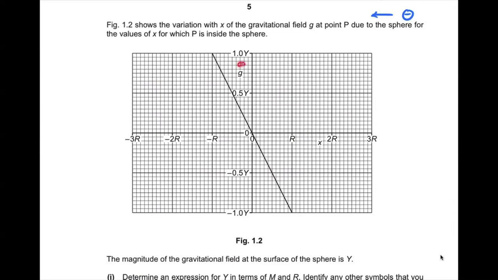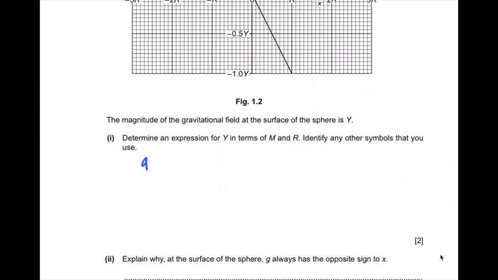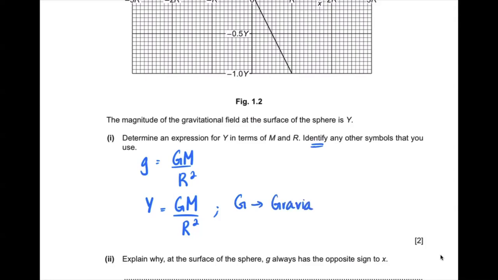All right, so this is given in y, where y is basically the gravitational field at the surface, and r is the radius. So magnitude of the gravitational field at the surface of the sphere is y. Determine an expression for y in terms of m and r. Identify any other symbols that you use. So the expression is small g equals capital Gm over r squared. So y is basically the gravitational field strength, the mass is m, the radius is r squared. It says identify other symbols, so the other symbol is capital G, which is the gravitational constant. Pretty straightforward.